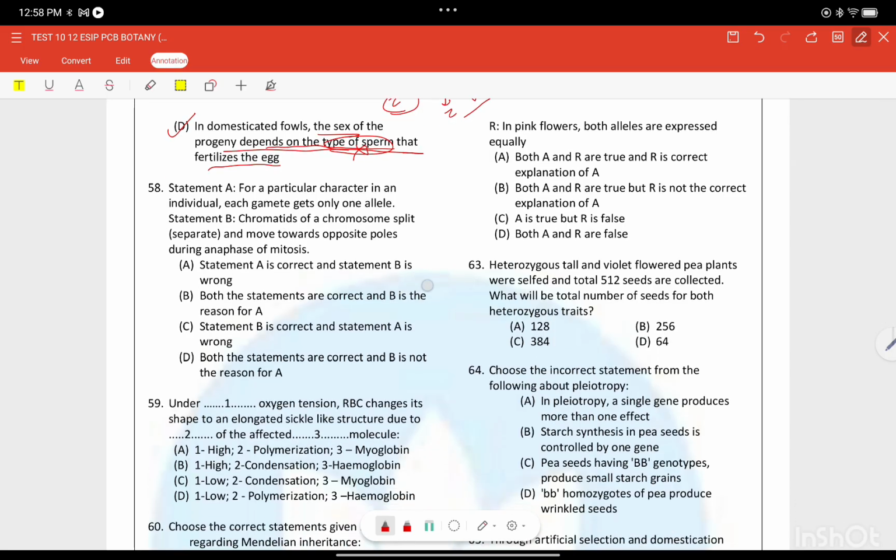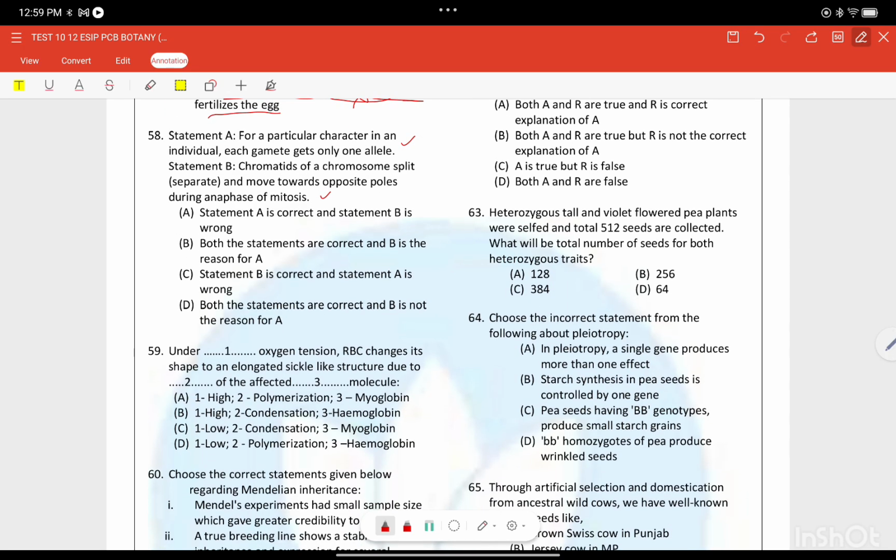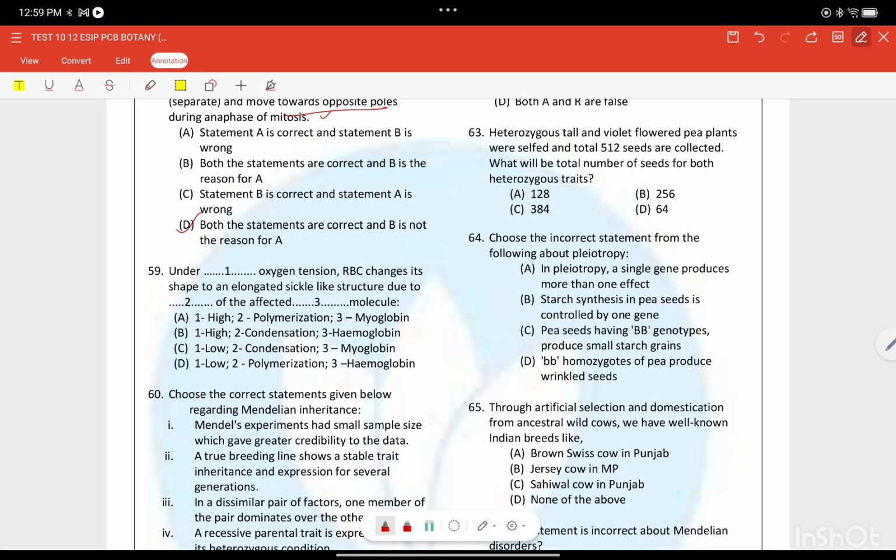Next question, for a particular character in an individual, each gamete gets only one allele. That is correct. Law of segregation. And chromatids of chromosomes split or separate and move toward the opposite pole in anaphase of mitosis. That is also correct. It is given in chromosomal theory of inheritance. So both the statements are correct and B is not the correct explanation. It is because of segregation of chromosomes, not separation of chromatids. The reason is for segregation, not separation of chromatids. So this is not the correct reason.